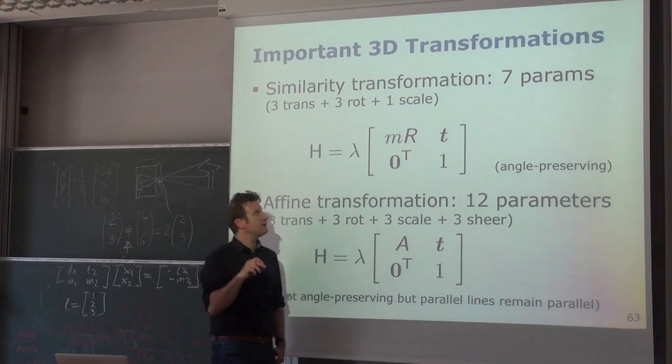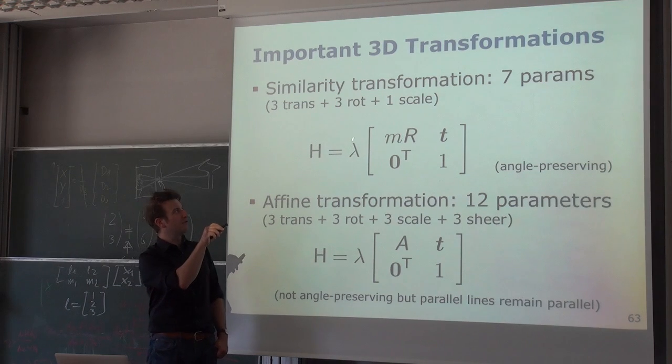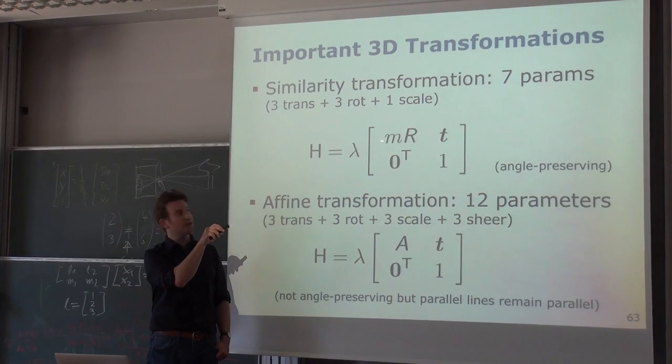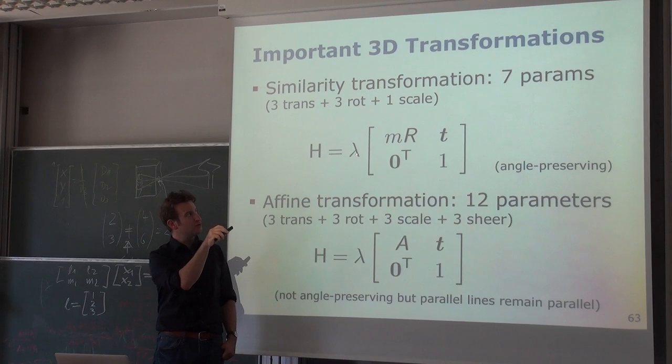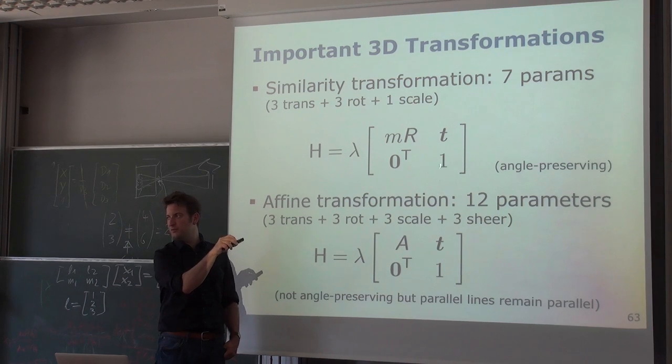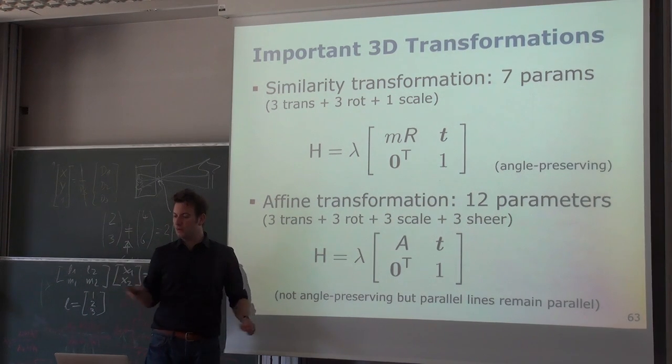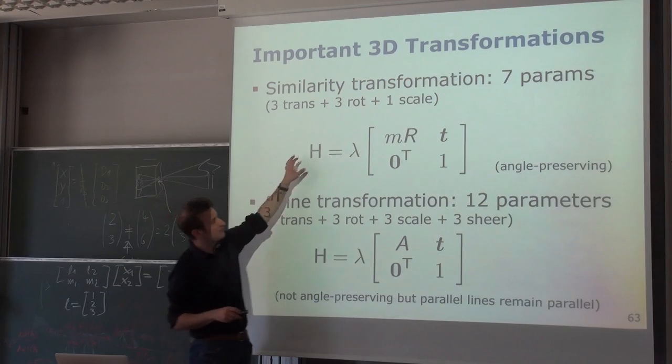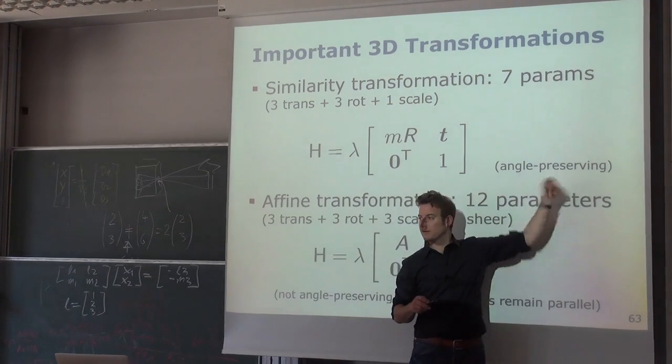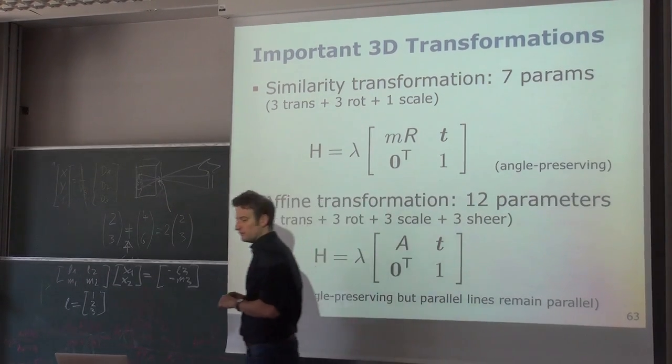The important thing in here is this scalar is not supposed to sit in front of this matrix, because then it would be eliminated through the homogeneous property. I'm only allowed to scale the first 3 dimensions. And the key trick is to not scale the 1 down here, because if this would be scaled, this would simply go away through the normalization. So the similarity transform is an angle-preserving transformation.